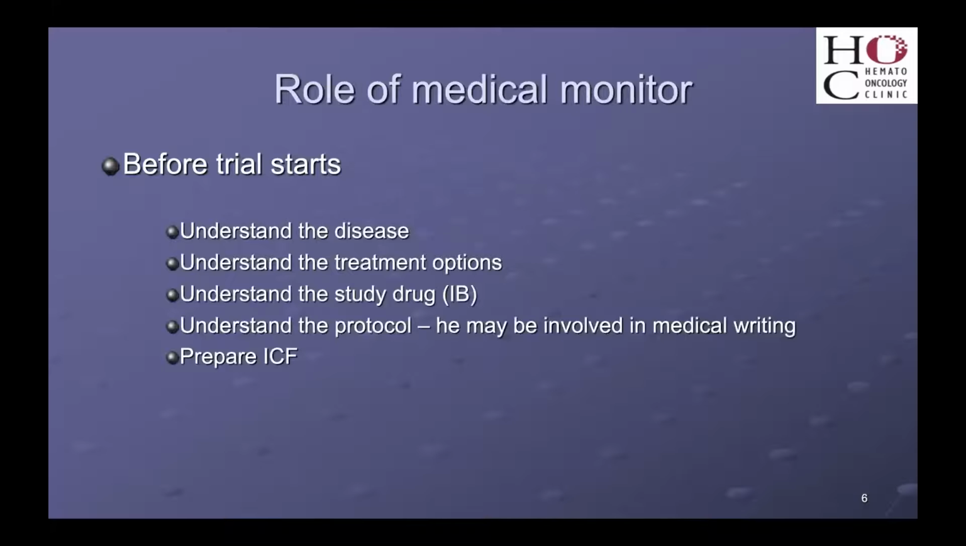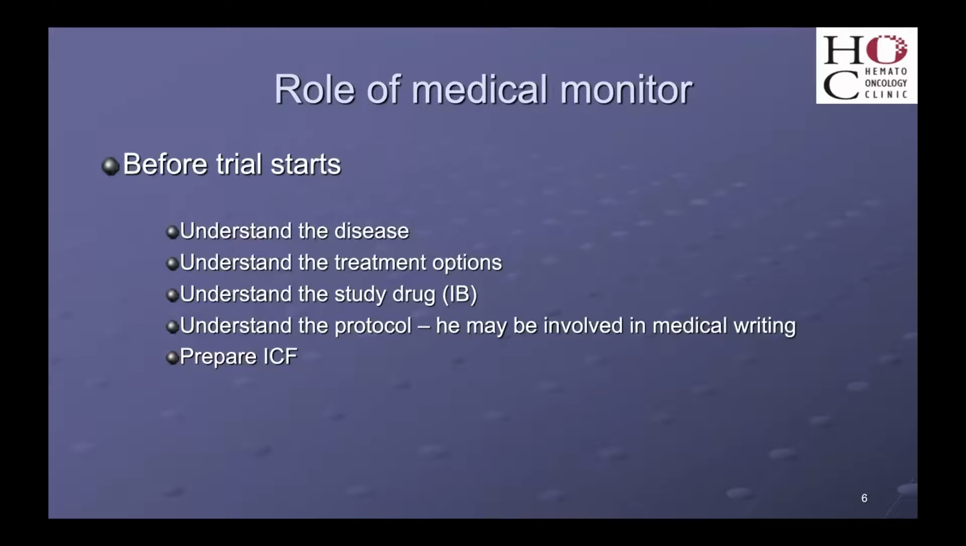So, role of the medical monitor. The role of the medical monitor starts before the trial actually starts. It can be on an ongoing basis when the trial is continued, and it can be at the end of the clinical trial. So before the clinical trial, the medical monitor has to understand the disease that is being treated. For example, if it is a lung cancer clinical trial, he has to understand how lung cancer is being treated. He does not have to understand only that protocol and that particular drug, but he has to understand all the options that are being utilized in the treatment of lung cancer.